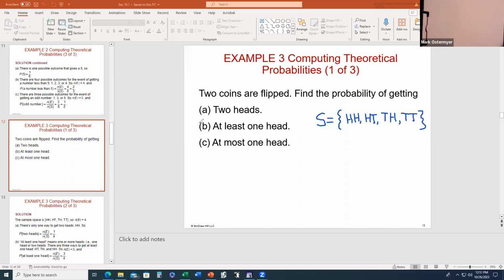All right, I want you to do this for classwork number 1. Compute these probabilities using the theoretical probability model. Go ahead and compute those probabilities here, A through C.